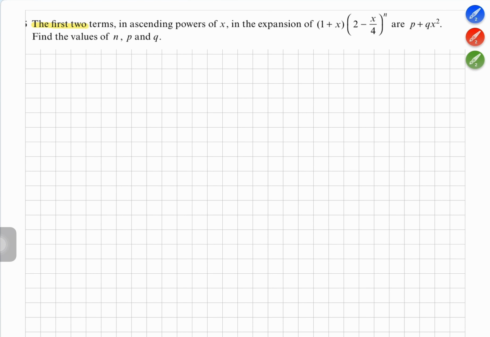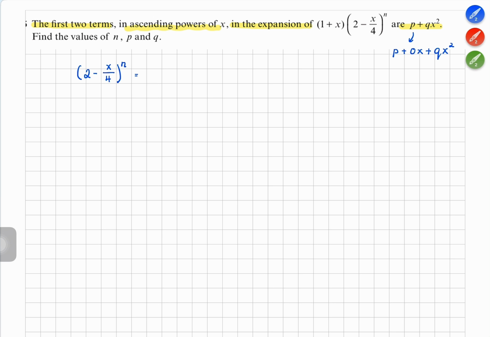The first two terms for this expansion in ascending power of x is given as p plus qx squared. So you should be able to detect that you actually have three terms here. It's p plus 0x. The coefficient of your x is 0, and then the coefficient of your x squared is q. Now we need to find the value of n, p and q. So how do we do it? You refer to your MF19, your formula sheet, and then you try to expand this first.